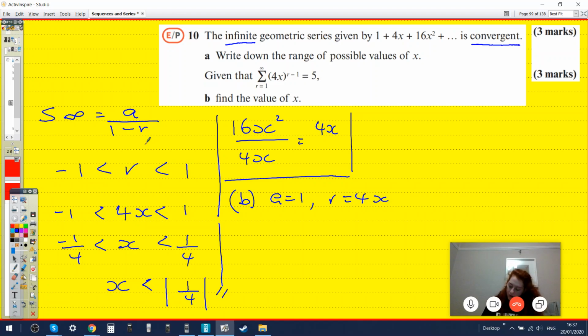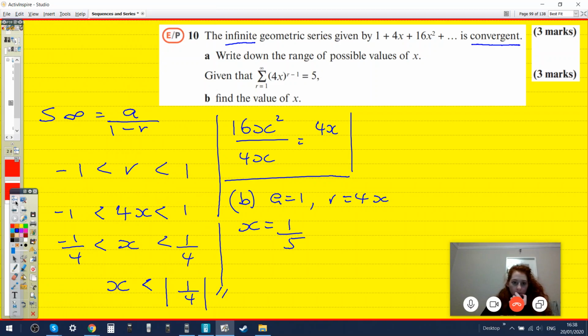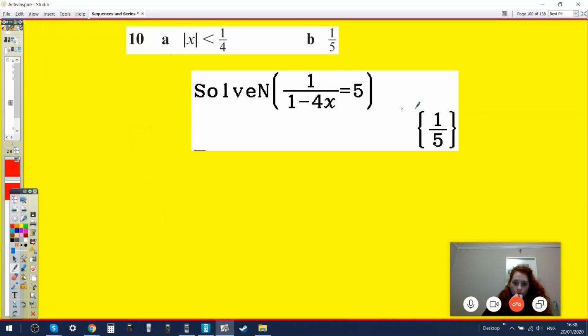Does x equal 1 over 5? Yep. x equals 1 over 5. And I just used the solver in the calculator: 1 over 1 minus 4x equals 5. x must be 1 over 5. And there we go. The magnitude of x is less than a quarter, and part b is a fifth.